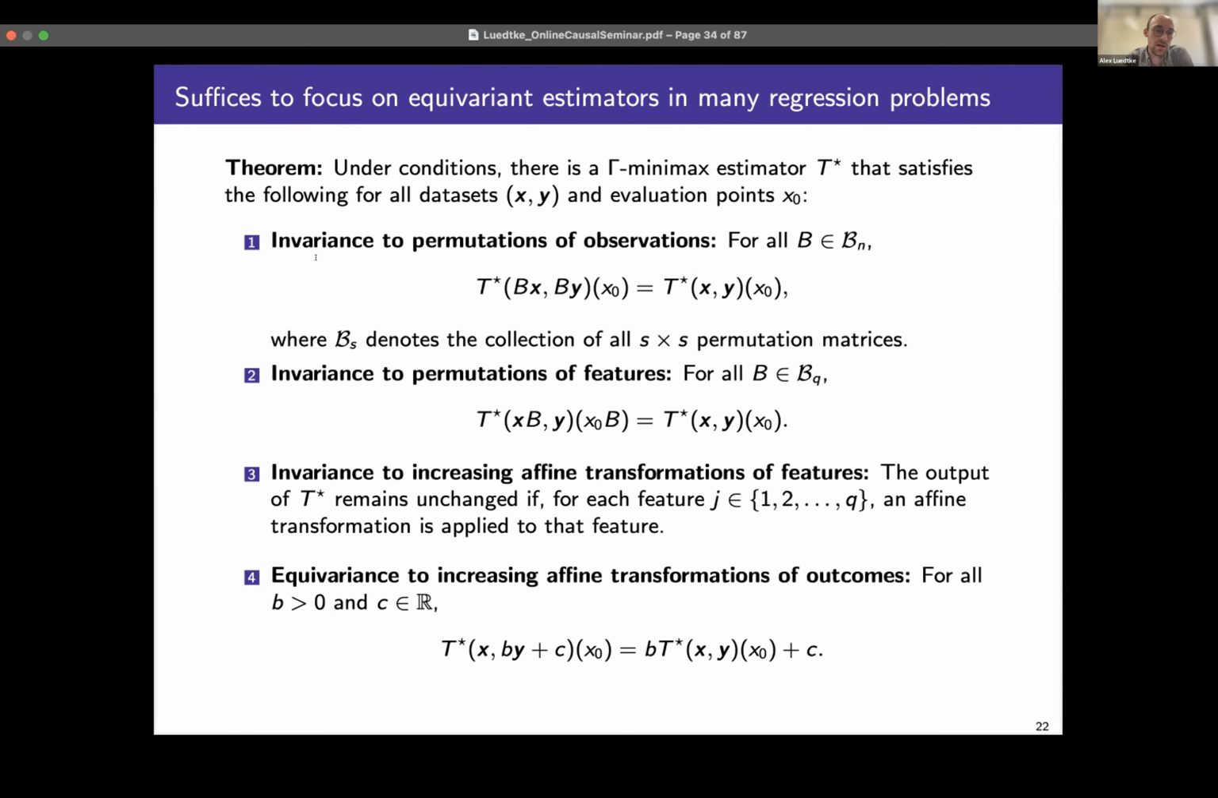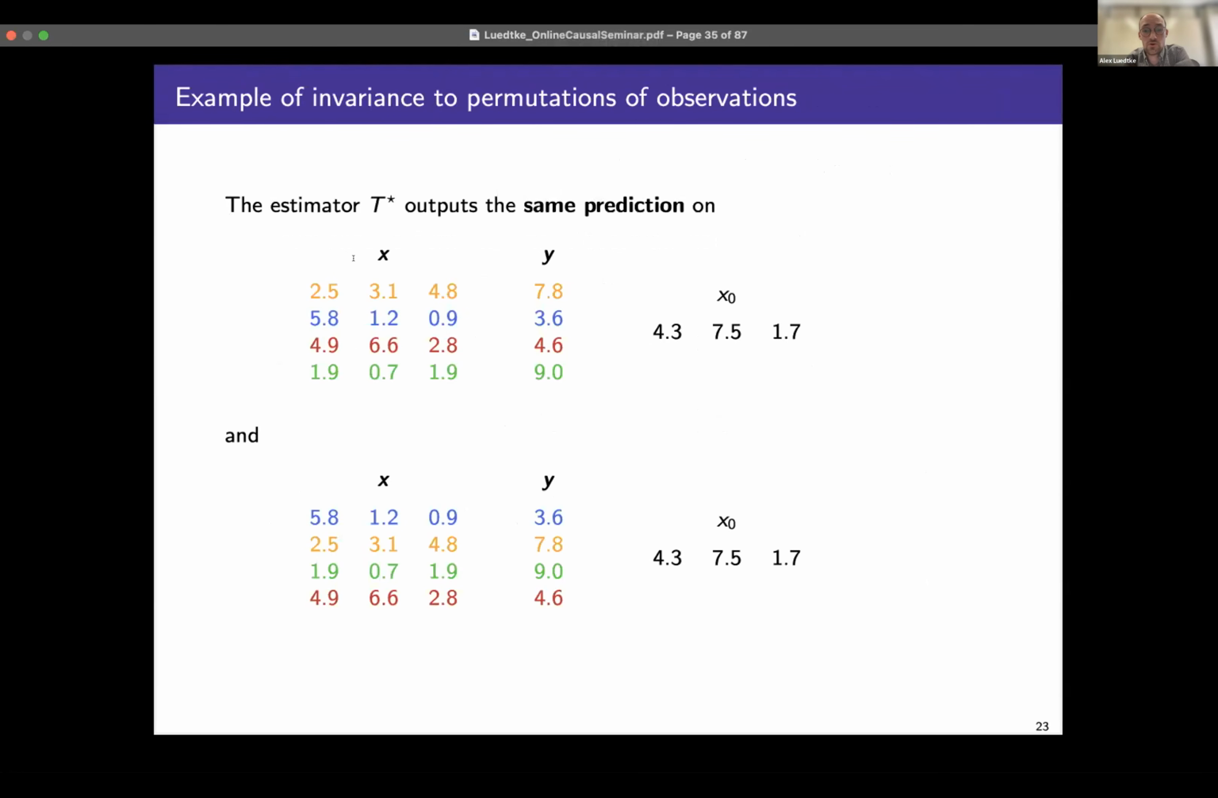Okay, so let's visualize what it means to satisfy the first 2 invariance properties. Under conditions, there is guaranteed to be a gamma minimax estimator that, first of all, is going to output the same prediction in two settings. Just to get you oriented here, X is the design matrix that the estimator is going to take in. Y is the n by 1 vector of outcomes. X naught is the evaluation point, the place where I want to actually evaluate my estimate of the regression function. I'm going to feed this to this gamma minimax estimator T star.